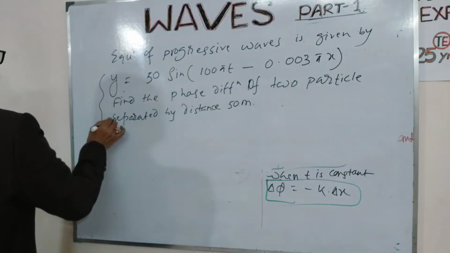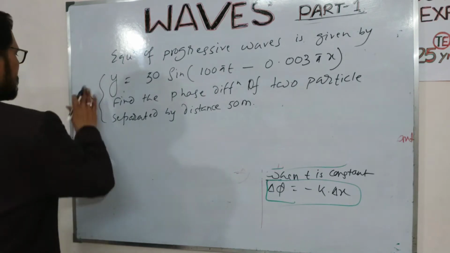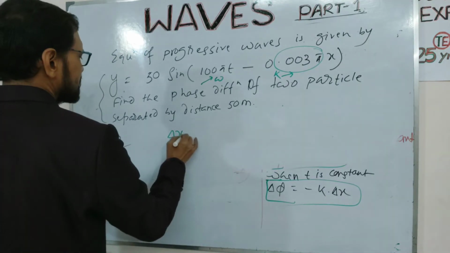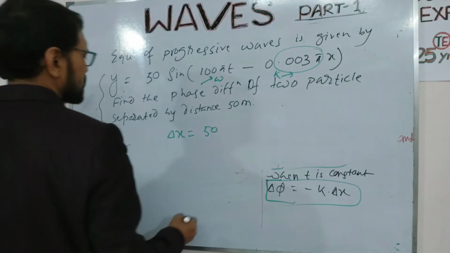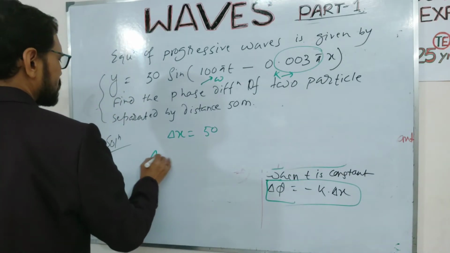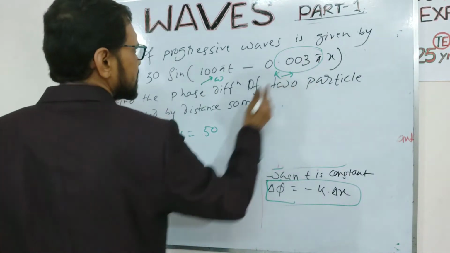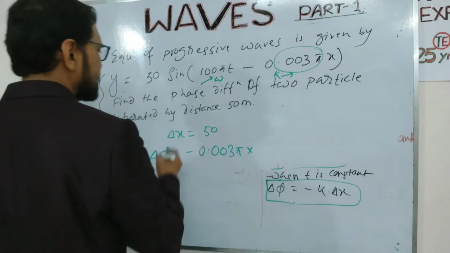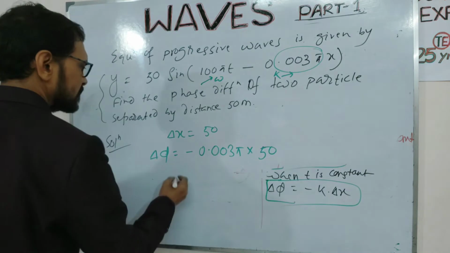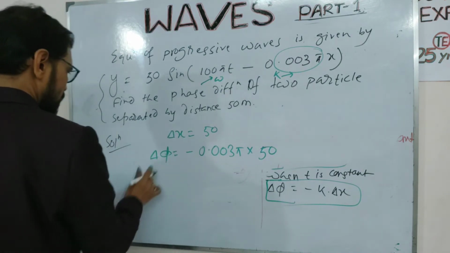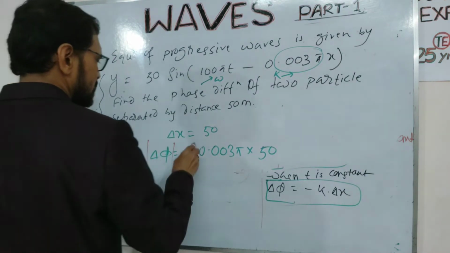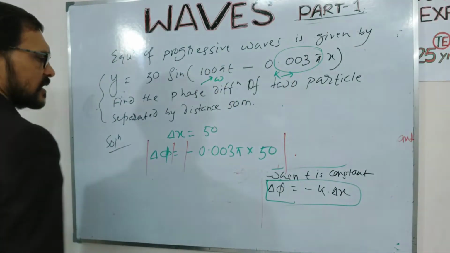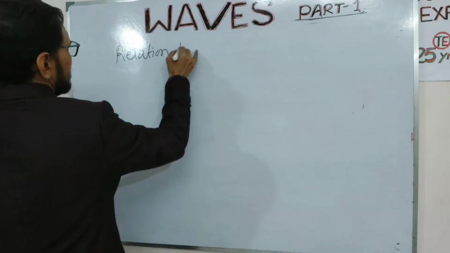So what is the solution of this question? The two particles are separated by distance, so here Δx is given, the distance is 50. Now what is the formula? Δφ = −k Δx, where k is 0.0035 and Δx = 50. So this is the answer. The negative sign indicates change of phase, so if we take the magnitude, then this is the answer. So we find k, and this is ω, so Δφ equals this.